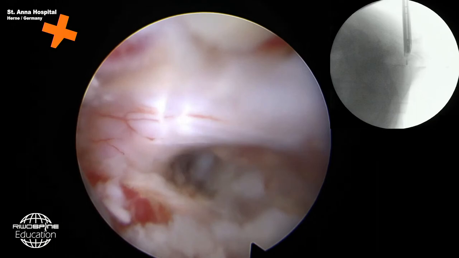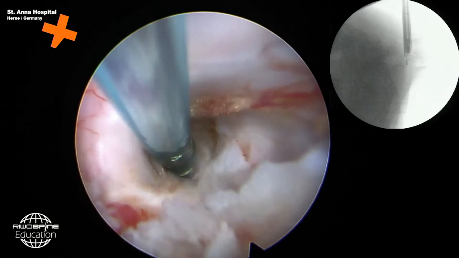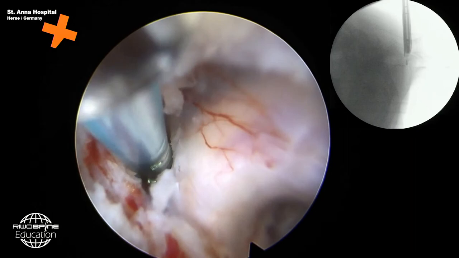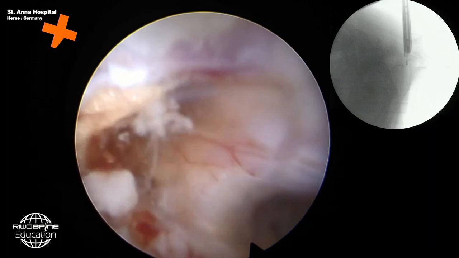Und dann noch einmal elektrisch. See already the free movement of the neurostructure. That's always a good sign. But you should always, before you finish the operation, check the other part of the neurostructure. Kleinen Rongeur, bitte nochmal.